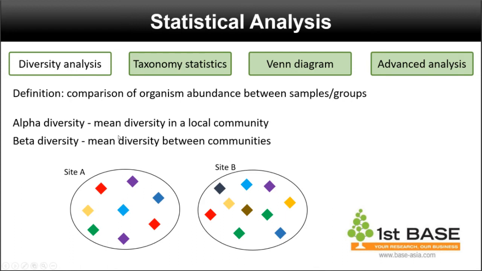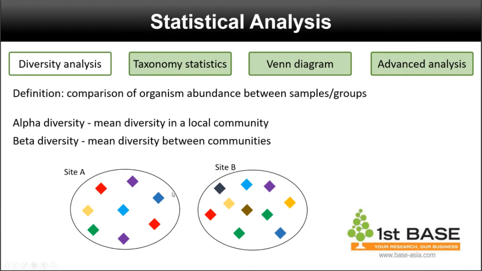Diversity analysis is actually to compare the abundance between samples or between groups, and diversity analysis can be categorized into alpha diversity and beta diversity. So alpha diversity means that you want to check the diversity in a local community. And beta diversity is between communities. So for example, let's say that this one box here is one sample, okay? Now in this site A, we have these few samples. So for alpha diversity, we want to check only in this site A, the diversity in site A only.